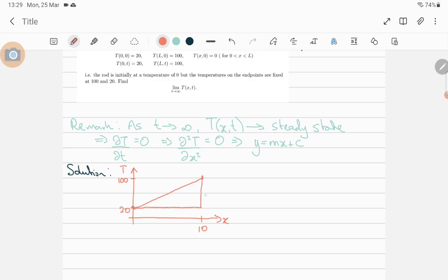So it's going from 20 up to 100, so the rise is 80, and the run is 10 because it's going from x equals 0 to x equal to 10. So the slope therefore is 80 divided by 10, which is 8, and then we can write down our answer. So I won't write down y because the y coordinate is temperature, so we're talking T is equal to mx, 8x plus c is where it cuts, plus 20, and that's that first question. That's all it's looking for.